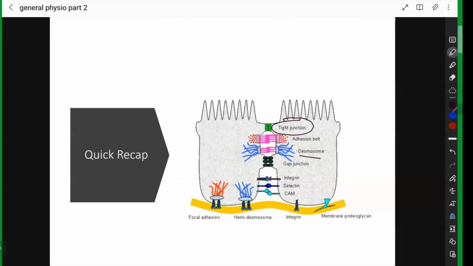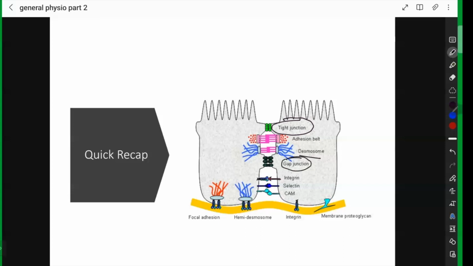Okay, so what do the mutations occurring in the tight junction lead to? Number one, it's going to lead to nephrocalcinosis because claudin is the one which is going to get affected, isn't it? So that is going to lead to nephrocalcinosis, familial hypomagnesemia with hypercalciuria. Then you're going to have these important gap junctions.